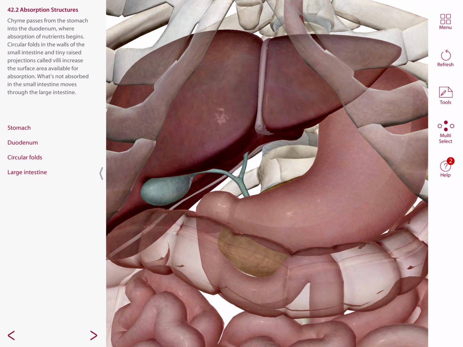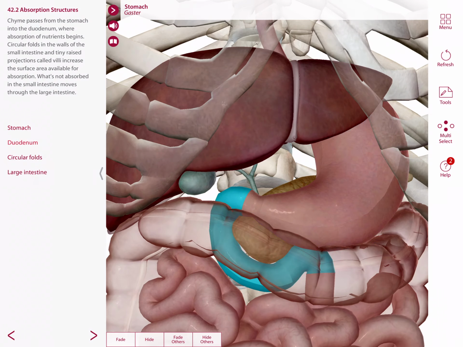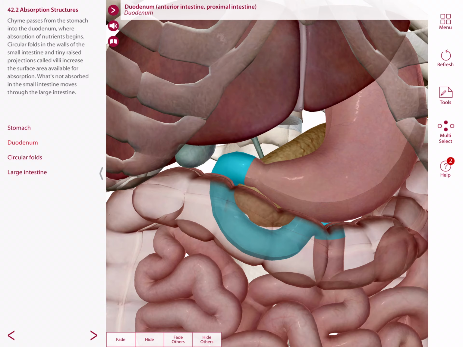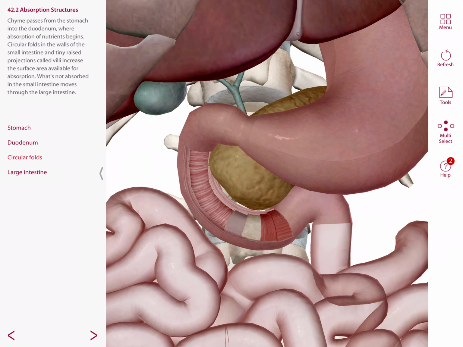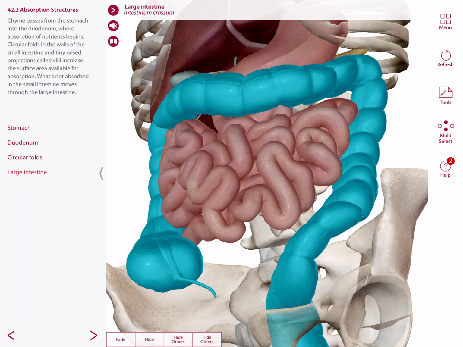Alright, now we're going to talk a little bit about absorption. You can watch that video. Here's the stomach, duodenum, circular folds within the duodenum, and the large intestine. All of this is going to be absorption of nutrients. The bulk of it is going to take place in the small intestine, and then the large intestine is going to pick up the scraps.